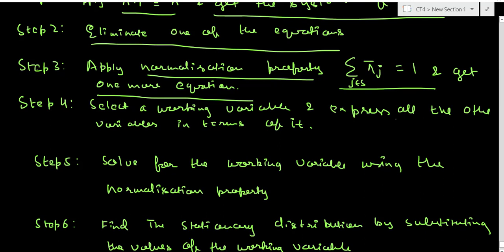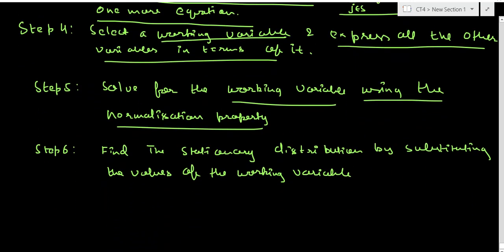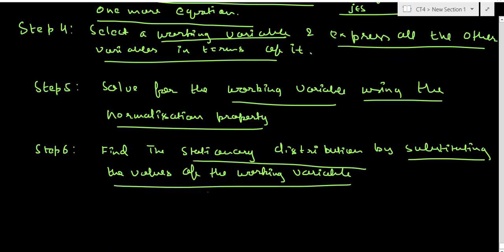Next is to select a working variable and express all the other variables in terms of the working variable. Now you have all the variables in terms of the working variable, so you can solve for the working variable using the normalization property. And the final thing is to find the stationary distribution by substituting the values of the working variable. So finally you substitute the value that you have got for the working variable and you'll get your stationary distribution, whatever it is. Okay, so that's how you find the stationary distribution of a Markov chain.